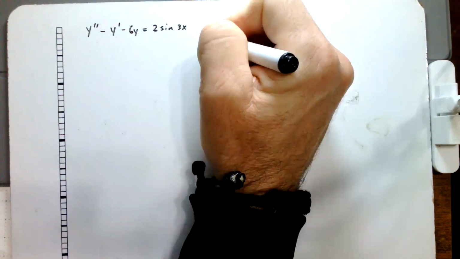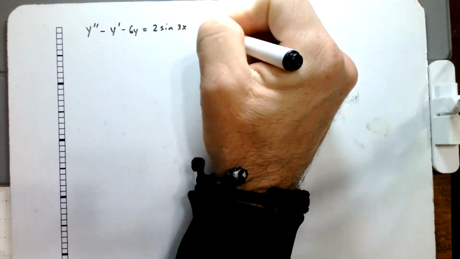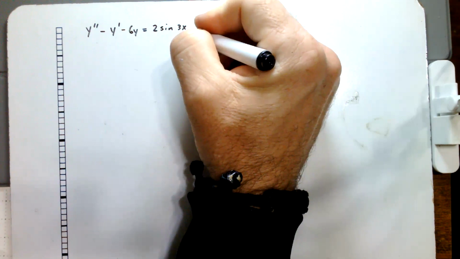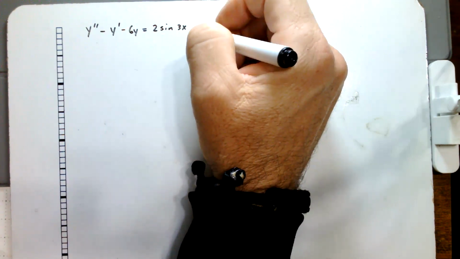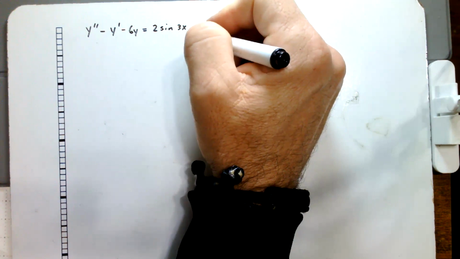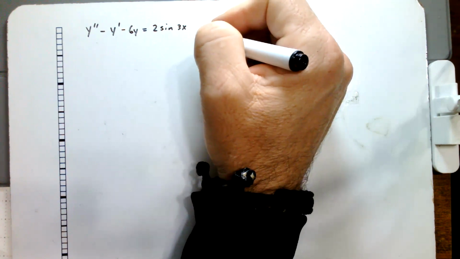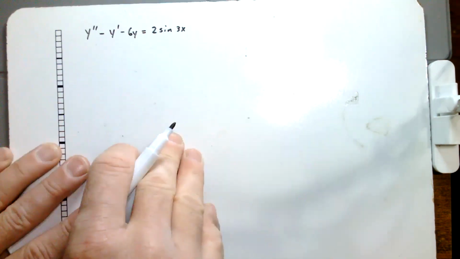Primarily the method of undetermined coefficients and the method of variation of parameters with a single example, so you can compare the two and also understand when or why we might choose one over the other method. Okay, so in both cases, you start out the same.